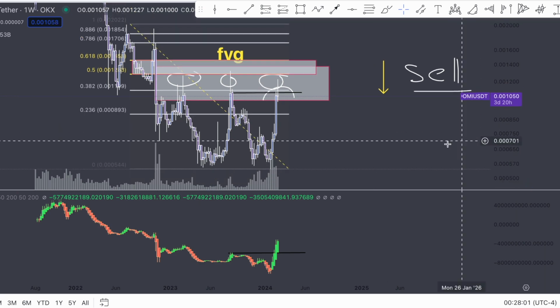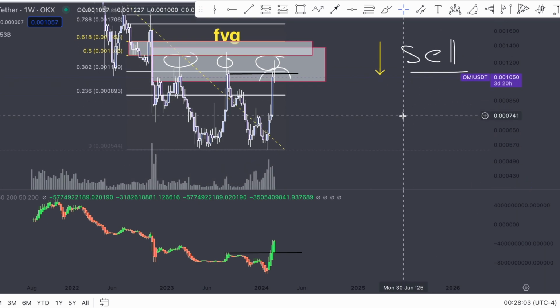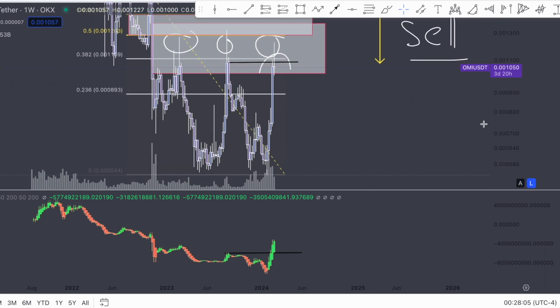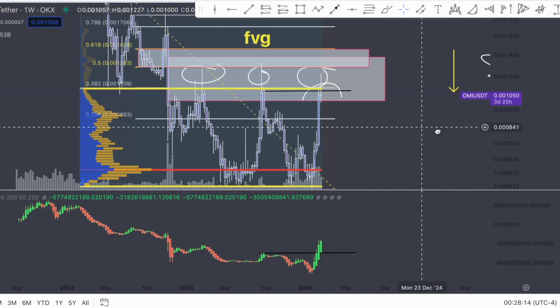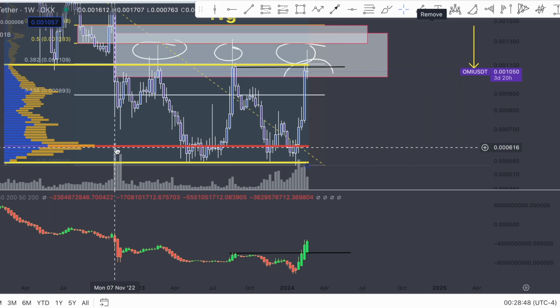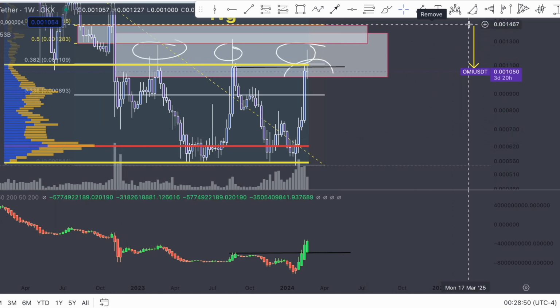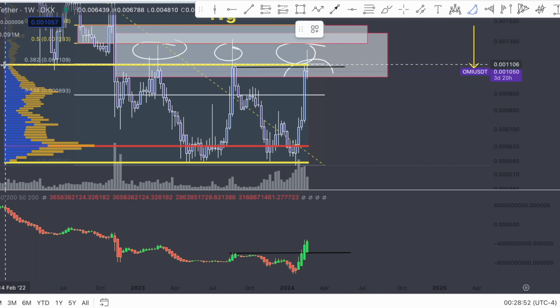Putting it all together, we have a key idea that price wants to go lower. We have a fair value gap right here, guys, that you can see price is attracted to. When you look at this volume idea as well, guys, so this right here is my fixed volume profile. Inside of it, we have a ratio of 68%.